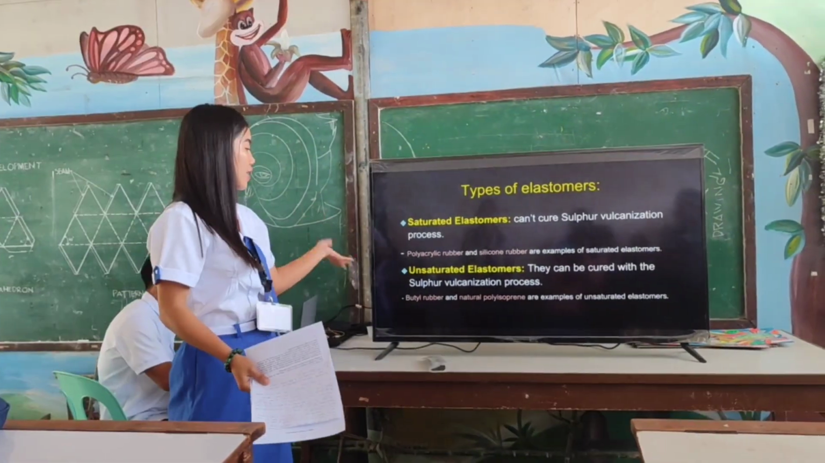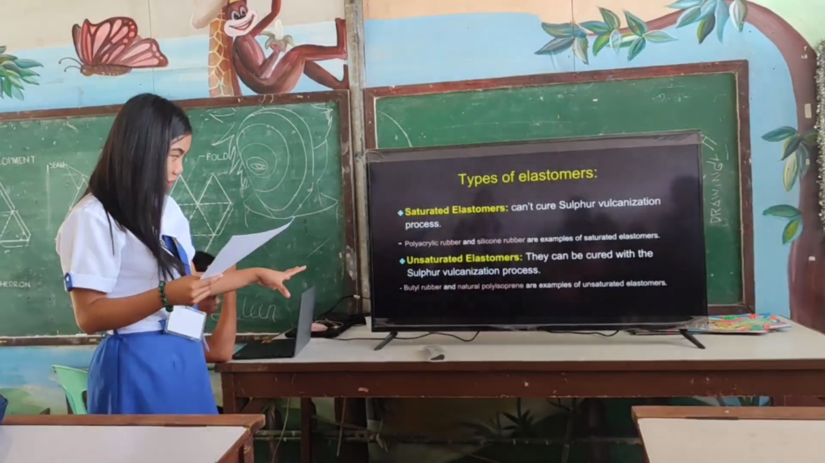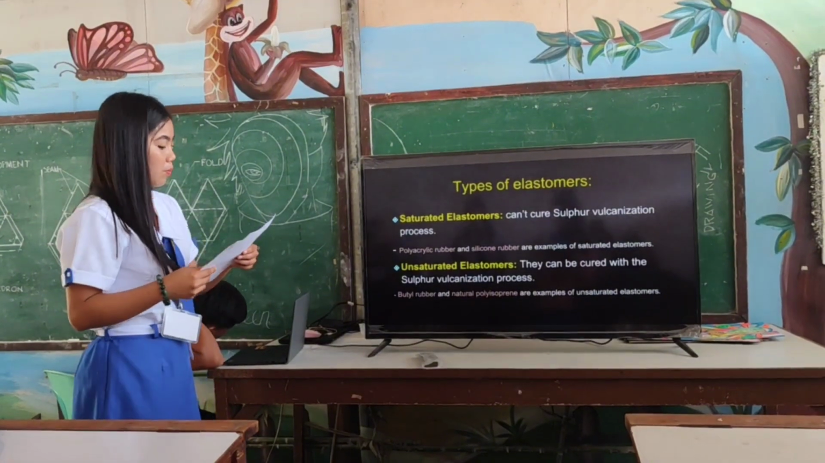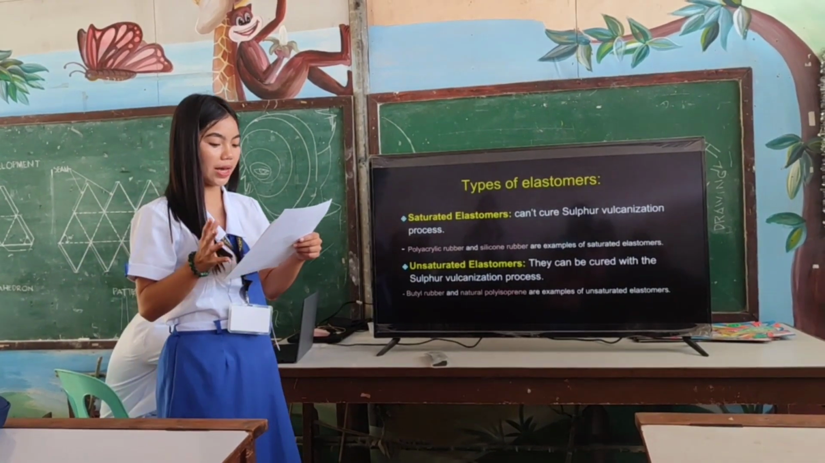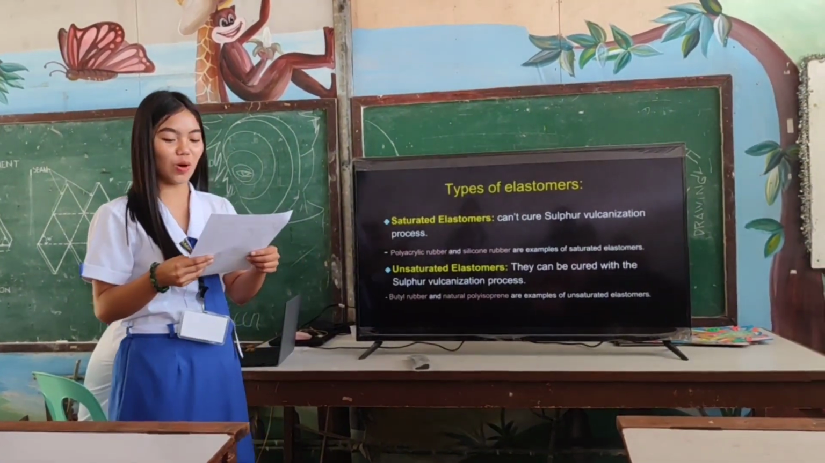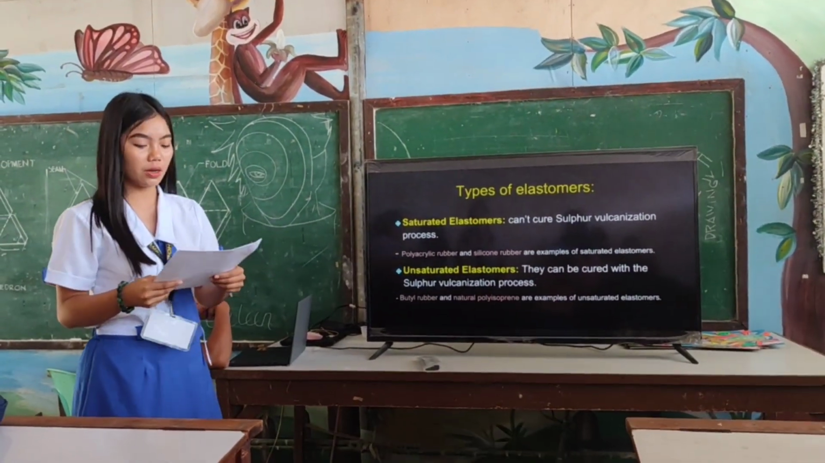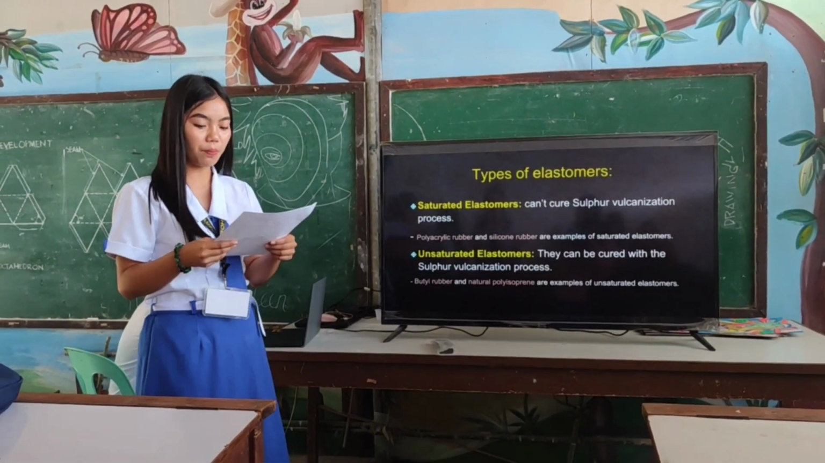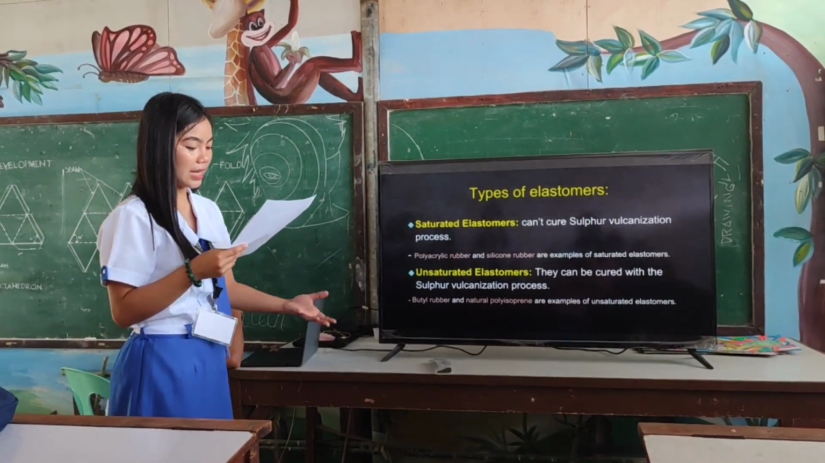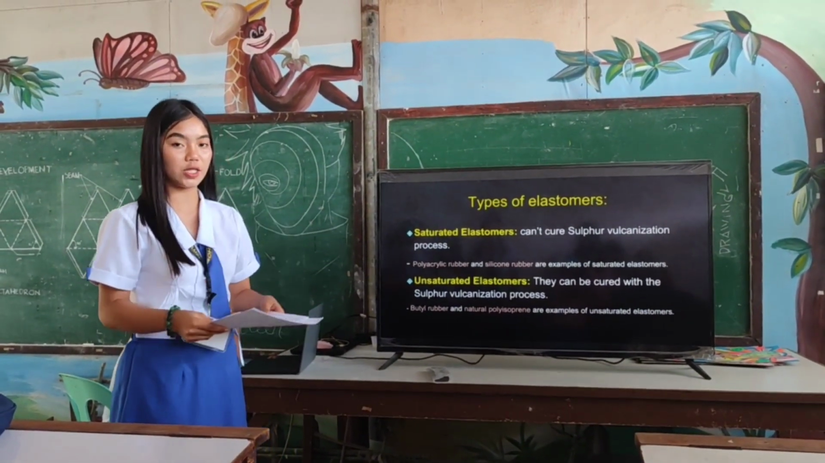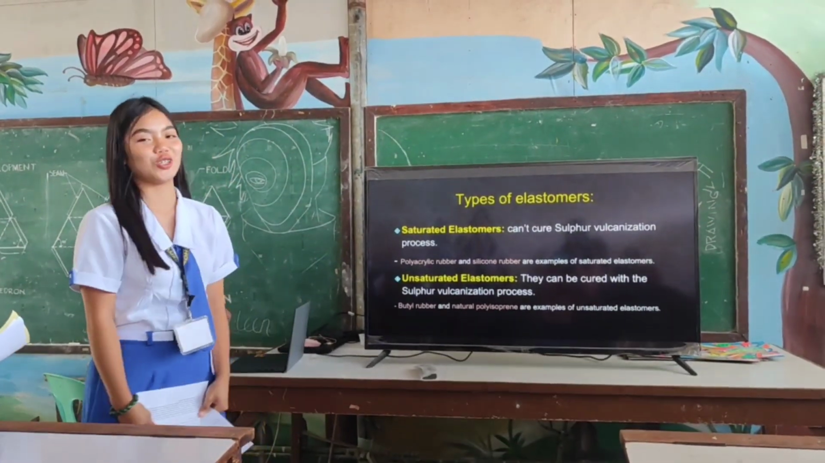Examples of unsaturated elastomers are butyl rubber and natural polyisoprene. Butyl rubber is a synthetic rubber produced by copolymerizing isobutylene with small amounts of isoprene. And the natural polyisoprene is a polymer of isoprene, which is the main chemical component of natural rubber. It may be a resilient elastic polymer like natural rubber and the isoprene depending on its molecular structure.